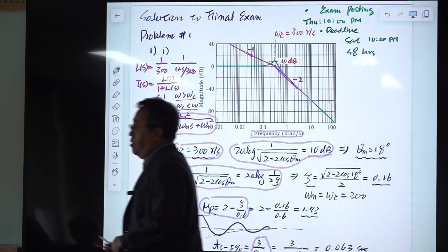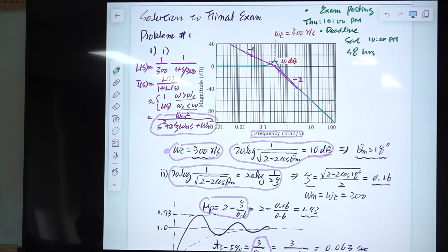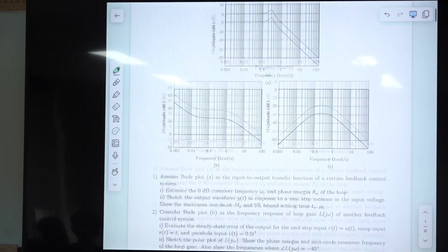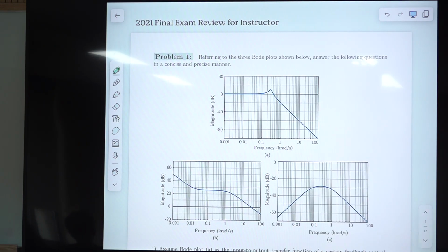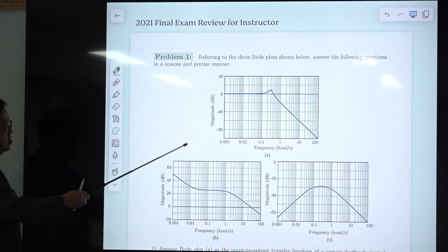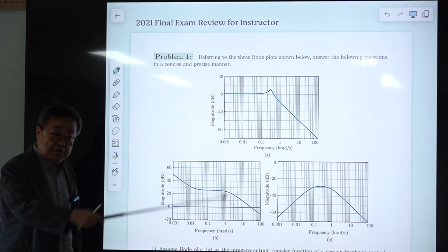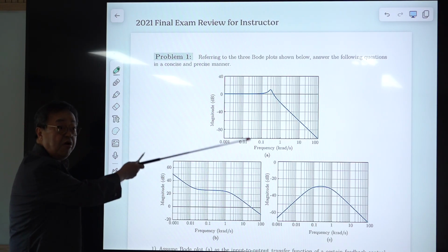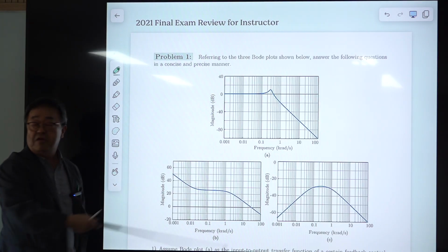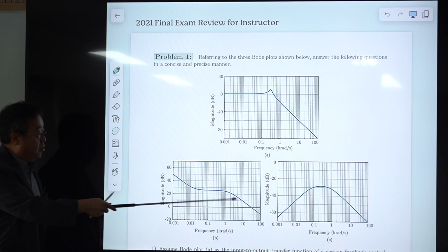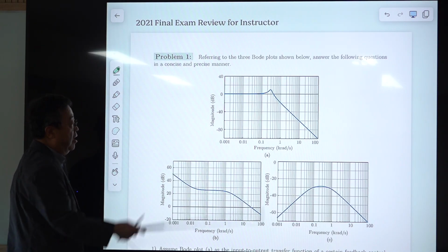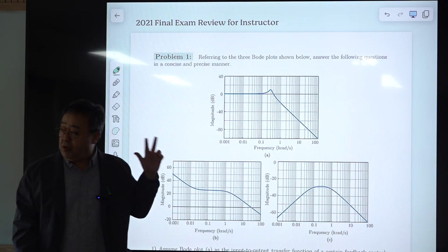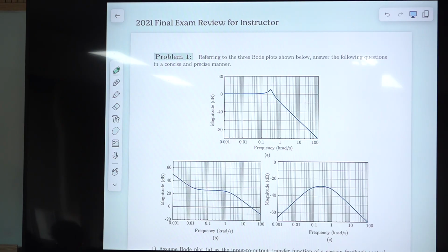And the first problem: I prepared 3 Bode plots, and these Bode plots are generated by computer. So this is not the asymptotic plot. This is the real Bode plot. You have 3 different plots, and each plot has 2 problems associated with it.